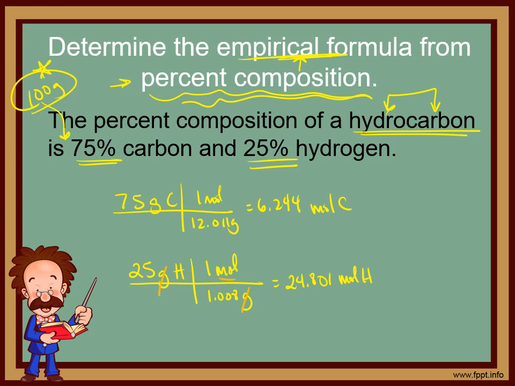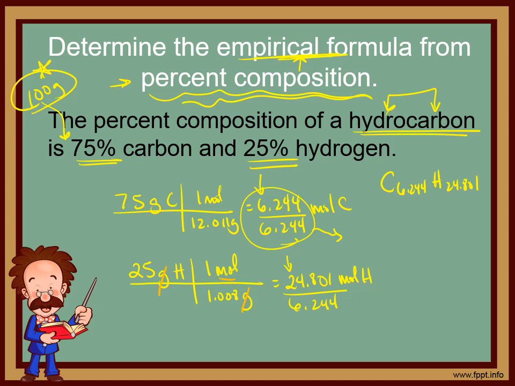So now what I'm going to do is write a formula. I could write C 6.244, H 24.801, because this is a possible ratio of carbon to hydrogen, but I don't love the decimals. So to get rid of the decimals, we're going to divide both of these numbers by the smaller of the two numbers. 6.244 is smaller than 24.801. I'm going to divide both of these numbers by 6.244. Doing that here gives me 1, which is nice because now I have a whole number, right? So this is the whole point. Scale this up to a whole number.